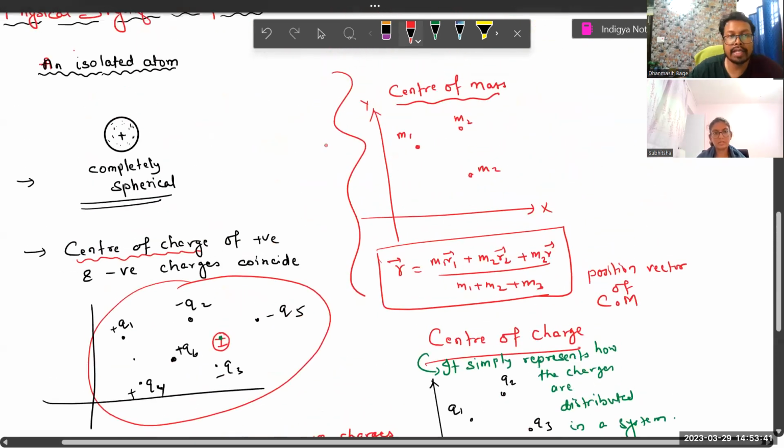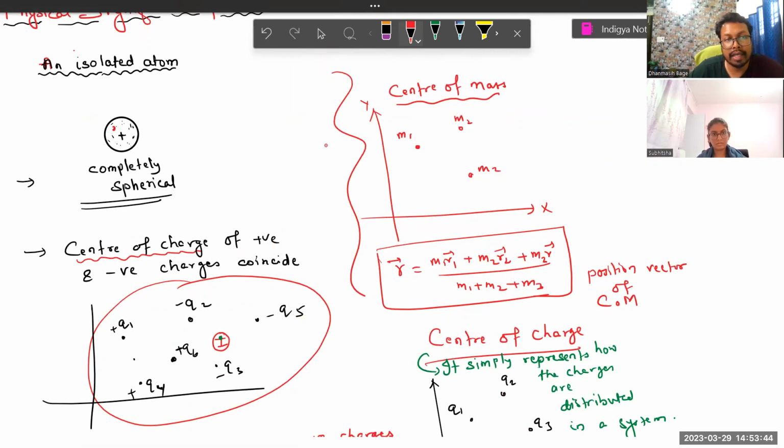In an isolated atom, just see that it is spherical. Electrons are uniformly distributed all around. So it means the center of negative charge also comes at the center of the sphere, and the center of positive charge is already at the center. So in this case, what is the dipole moment? Net dipole moment is equal to 0, right? Dipole length will also be 0. So an isolated atom has no dipole moment, no dipole length at all, because the centers of positive and negative charges coincide with each other, right? That is one very important point.